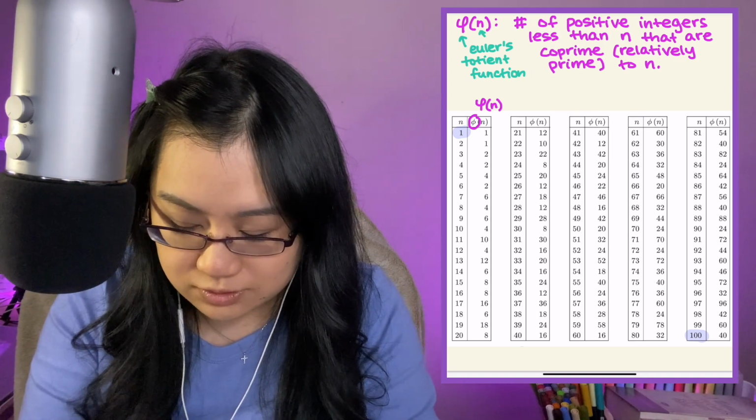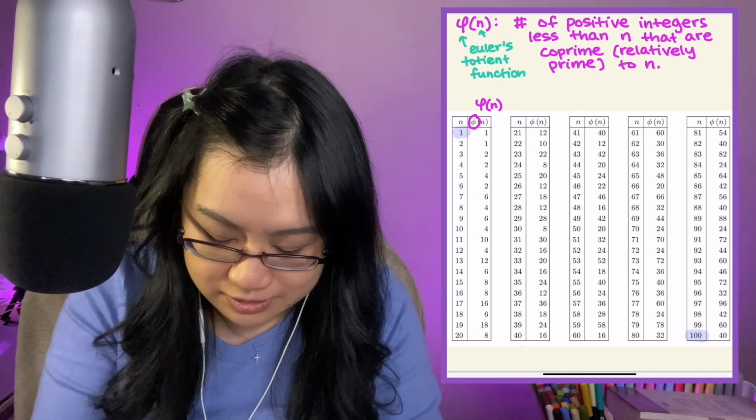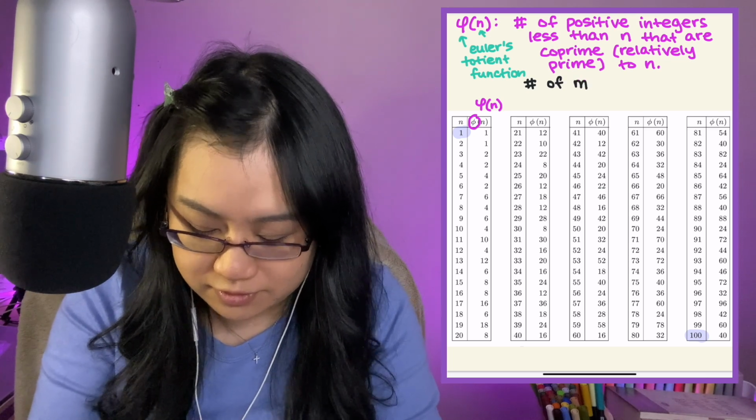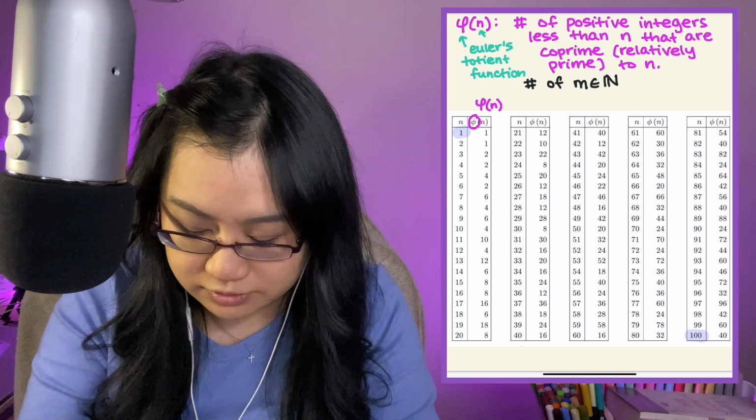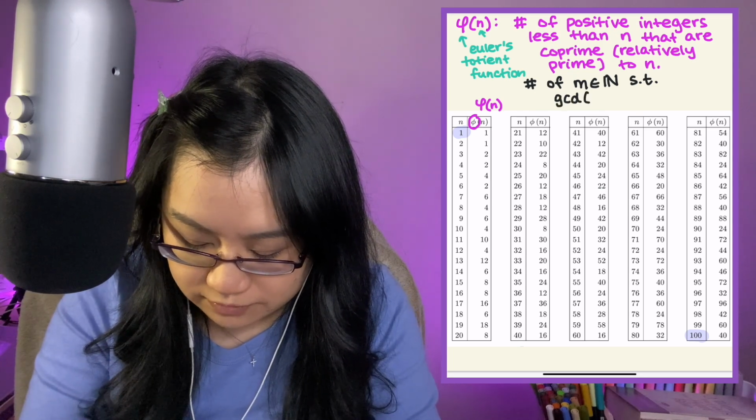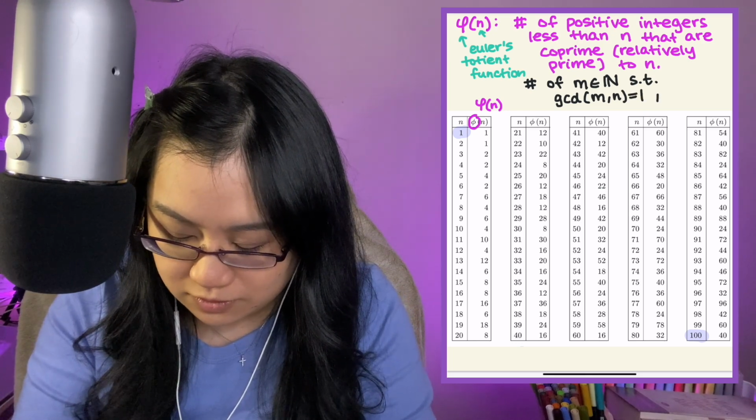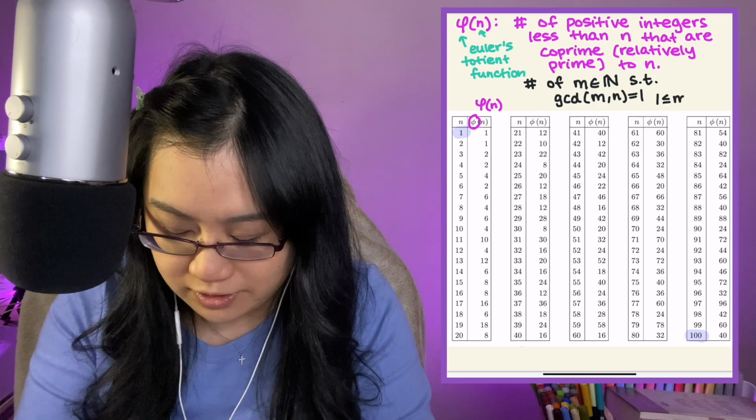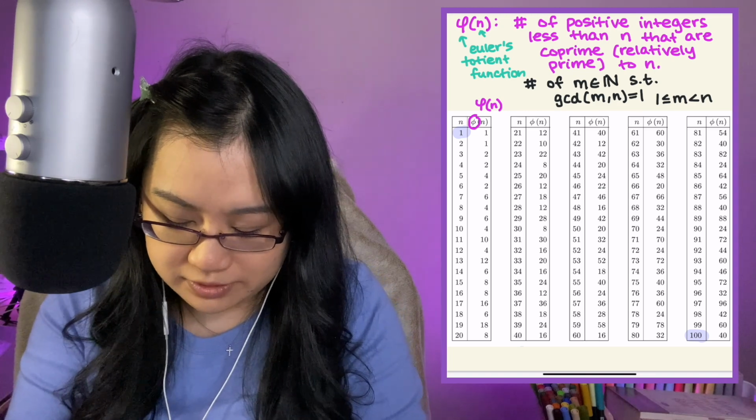Now let me use slightly more mathematical notation just so that we can remember what this is about. So it's the number of m in the set of natural numbers such that the GCD of m and n equals 1. And m is going to be the numbers that are greater than or equal to 1, so starting from 1 and less than n. Okay, so what does this all mean?